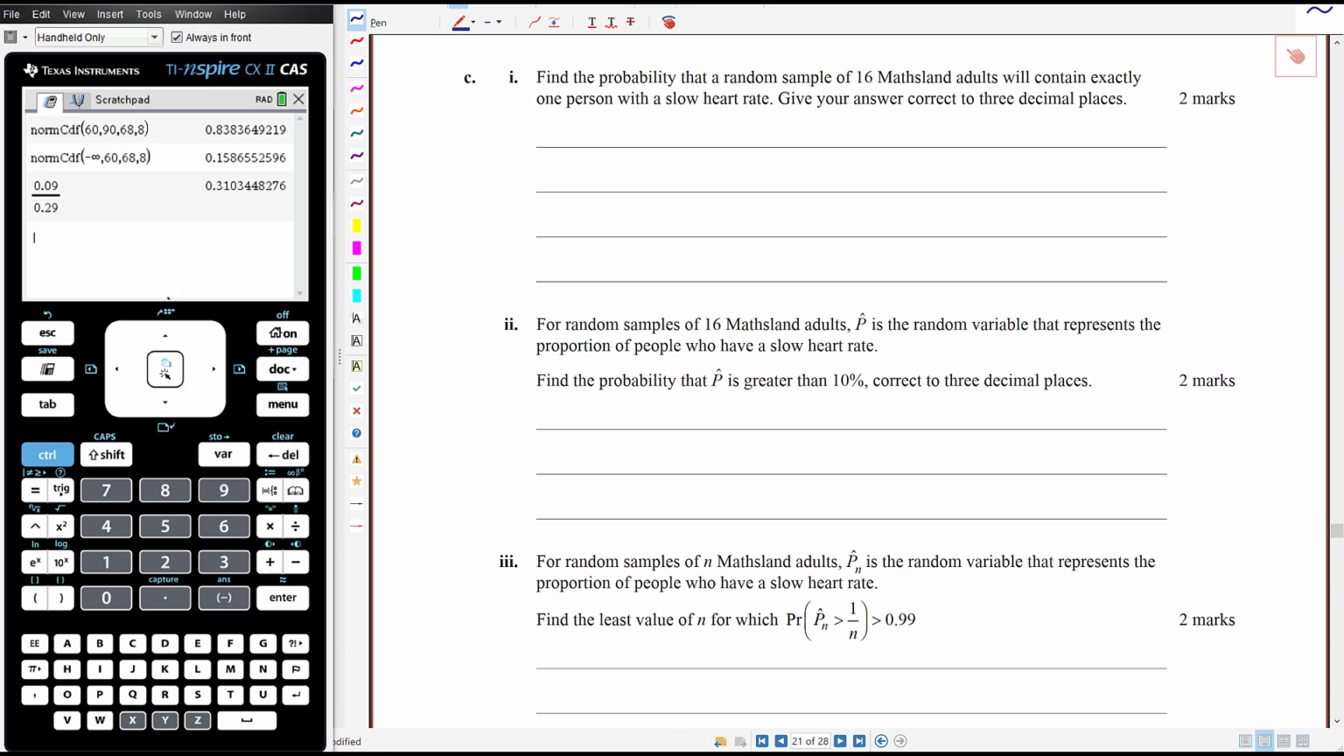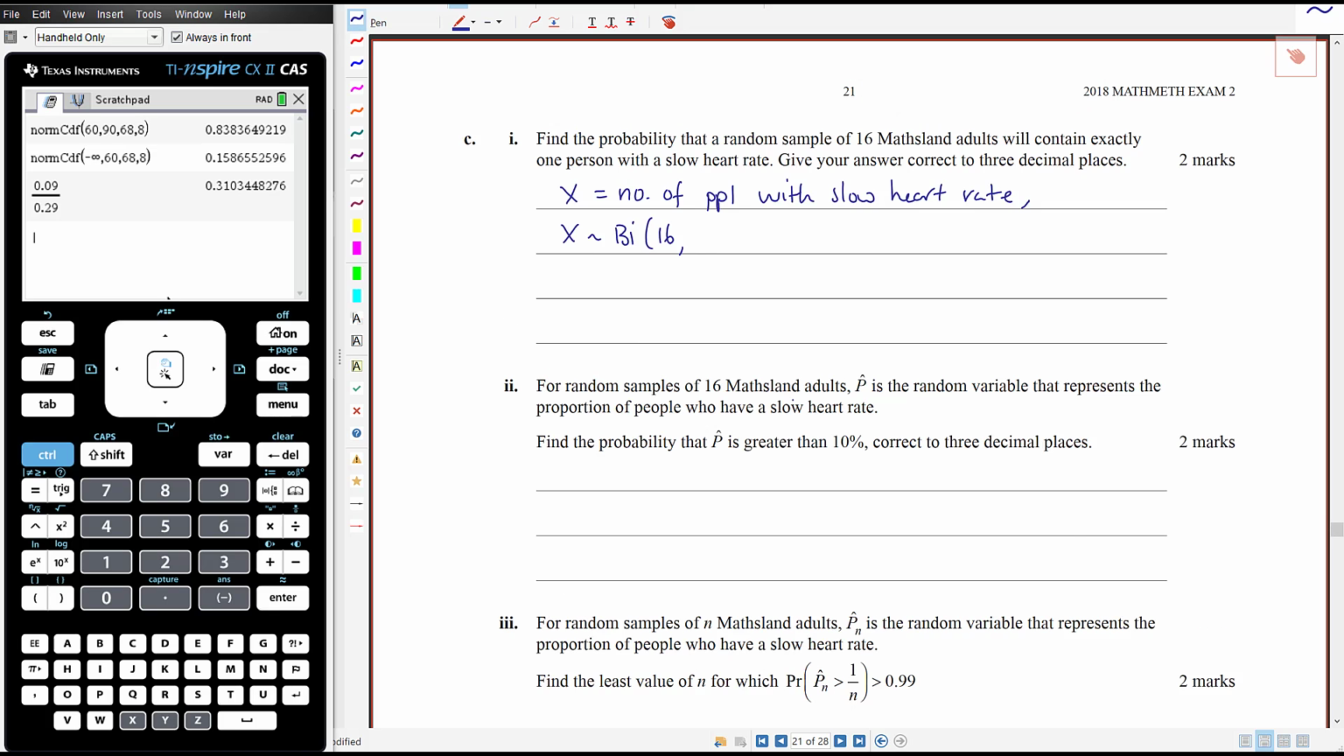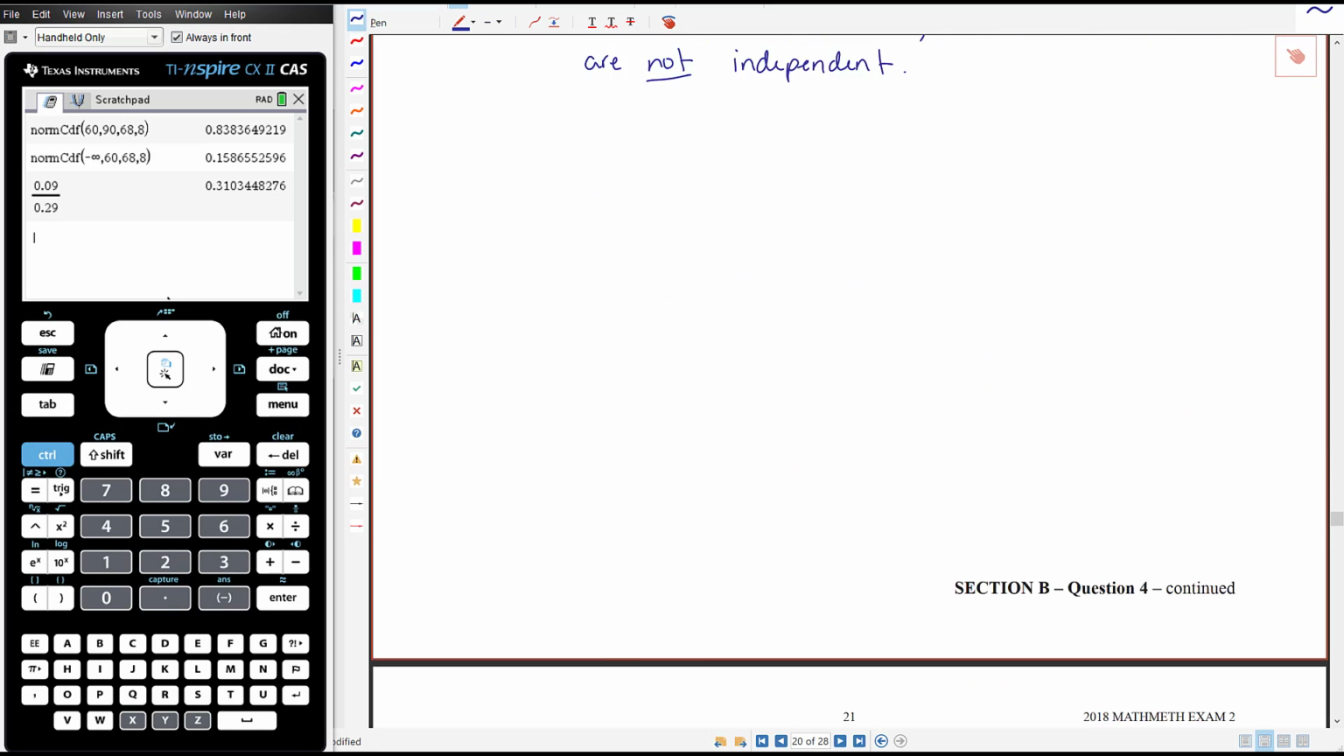Part C. Find the probability that a random sample of 16 Mathsland adults will contain exactly one person with a slow heart rate. Give your answer correct to 3 decimal places. Okay, so we need another variable. Let's say X is the number of people with slow heart rate, and we know that X is a binomial variable. We've got a sample of 16 people, so n is 16, and the probability that one of them has a slow heart rate, given that they're from Mathsland, is 0.1587.